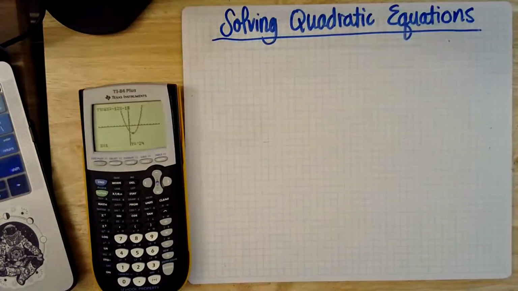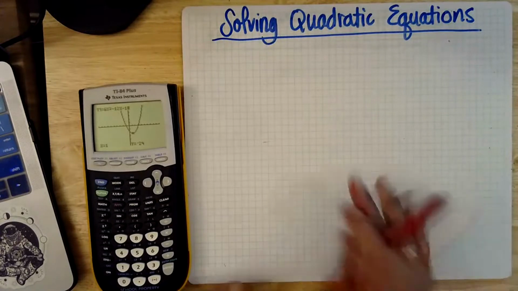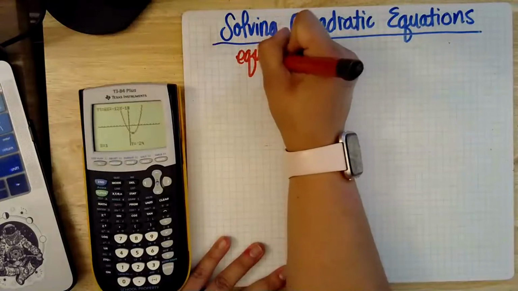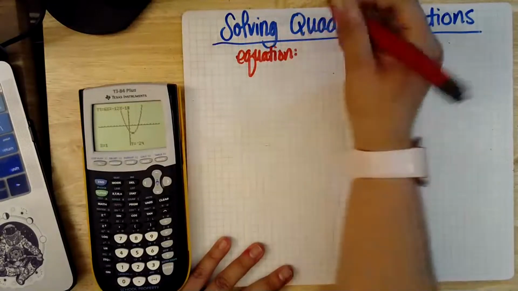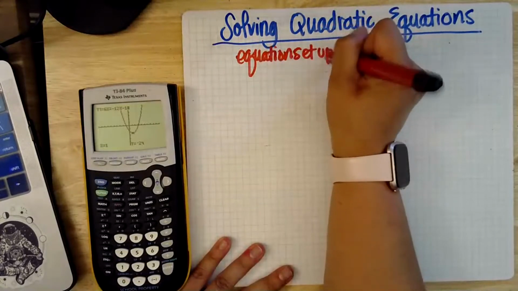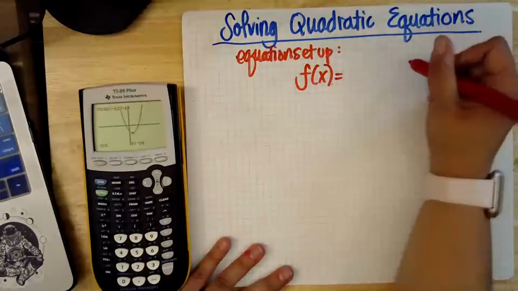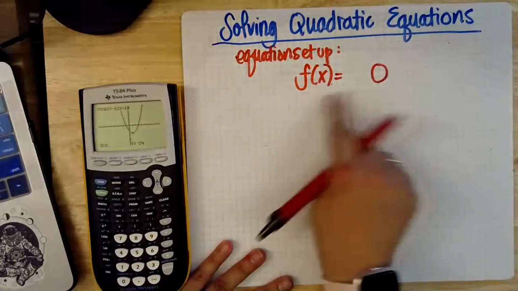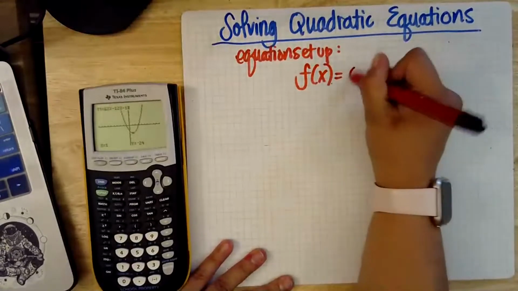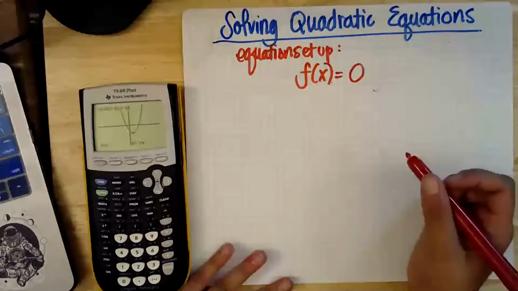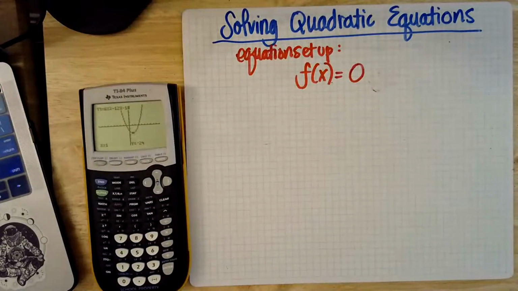When we're solving, the way that you're always going to set up your equation will always be in this format. Equation setup: f of x is equal to 0, okay? So f of x is always going to be equal to 0. Why? Because the solution to a quadratic equation is finding the x-intercepts, okay?